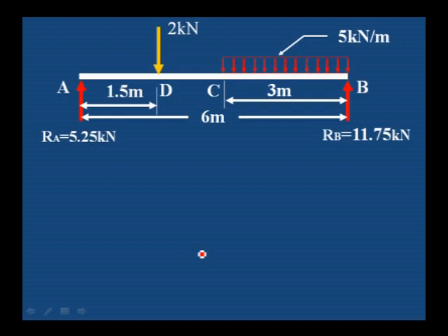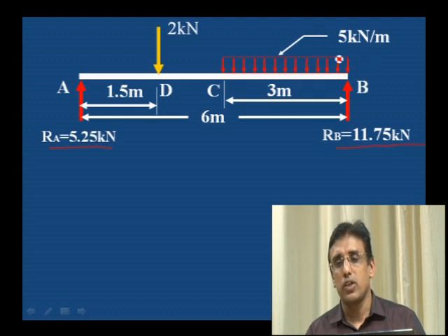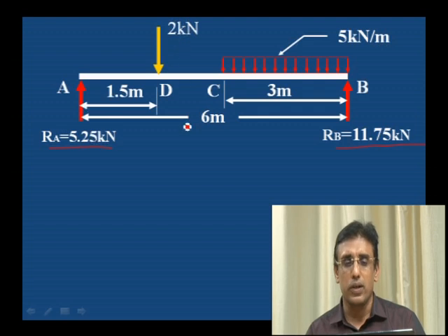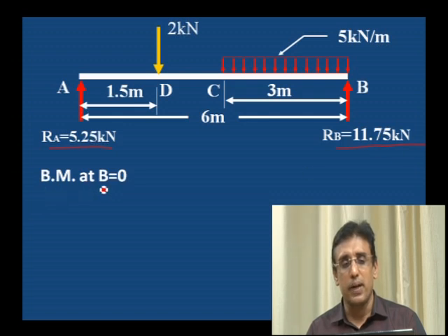Next let us calculate the bending moment. We have the reactions RA and RB as well as downward loads: 5 kilonewton per meter uniformly distributed load, and a point load of 2 kilonewton. Let us take the moment at each point. First, the bending moment at B is 0, and at A it is also 0, for a simply supported beam.